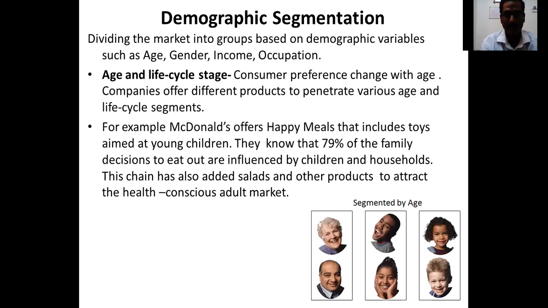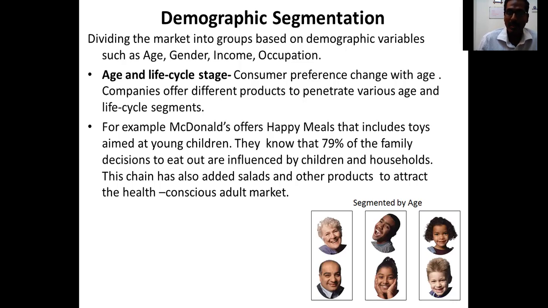And another example is McDonald's, which offers Happy Meals that include toys aimed at young children. They know that 79% of family decisions to eat out are influenced by the children in households. This chain has also added salads and other products to attract the health conscious adult markets. Actually, the American chain McDonald's does extensive research. From the research, they come to know that a family's decision on how to spend their weekend is being influenced by the children at home.